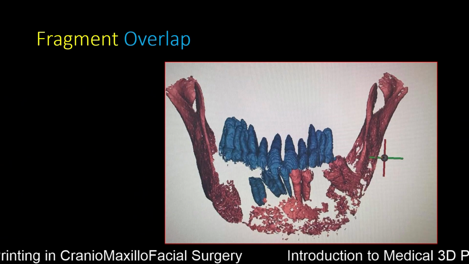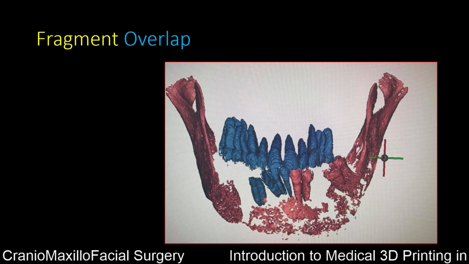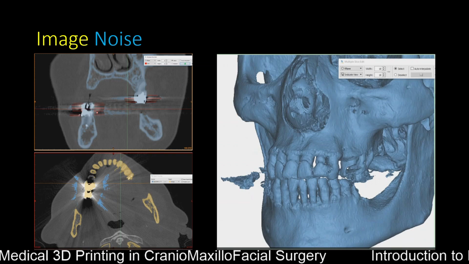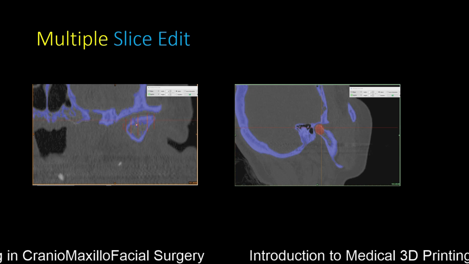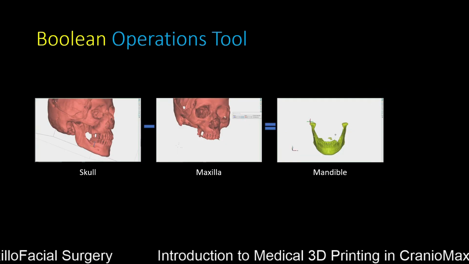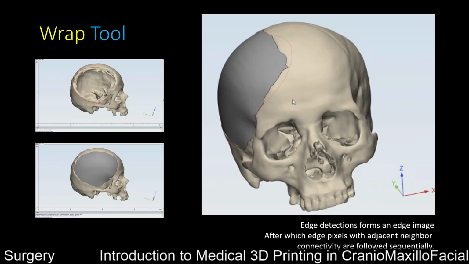Sometimes you may encounter fragment overlap. This is due to the interconnected pixels. Again, this is the image noise or artifacts that we have mentioned earlier. One technique to eliminate this is by using the multiple slice edit. Other techniques for segmentation of your virtual images include the Boolean operations tool and the wrap tool.